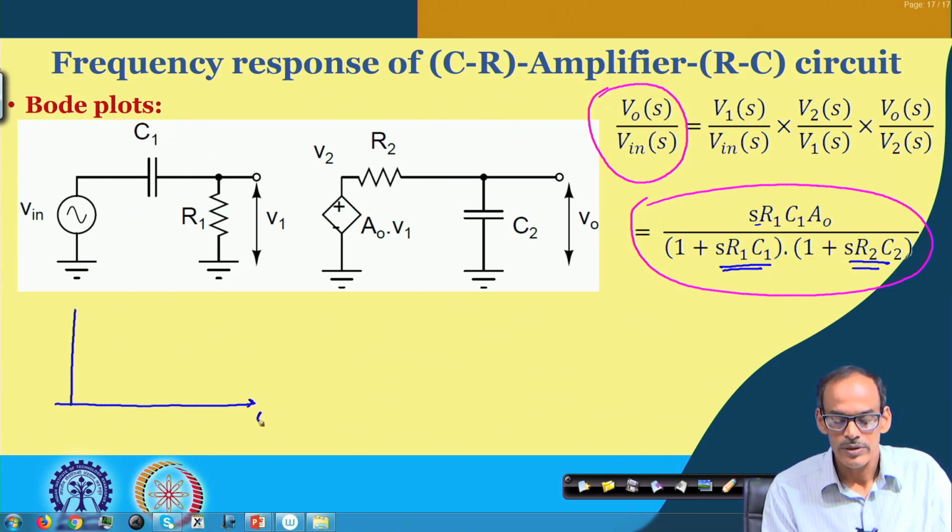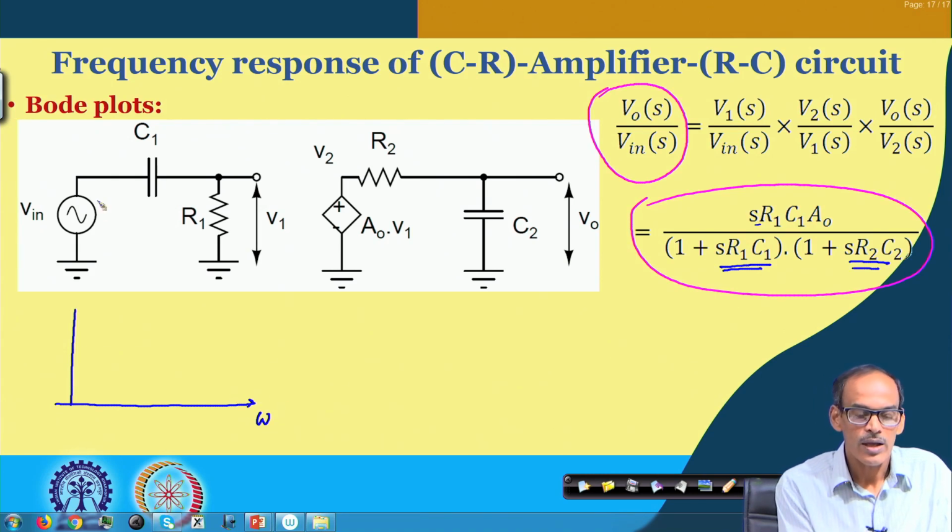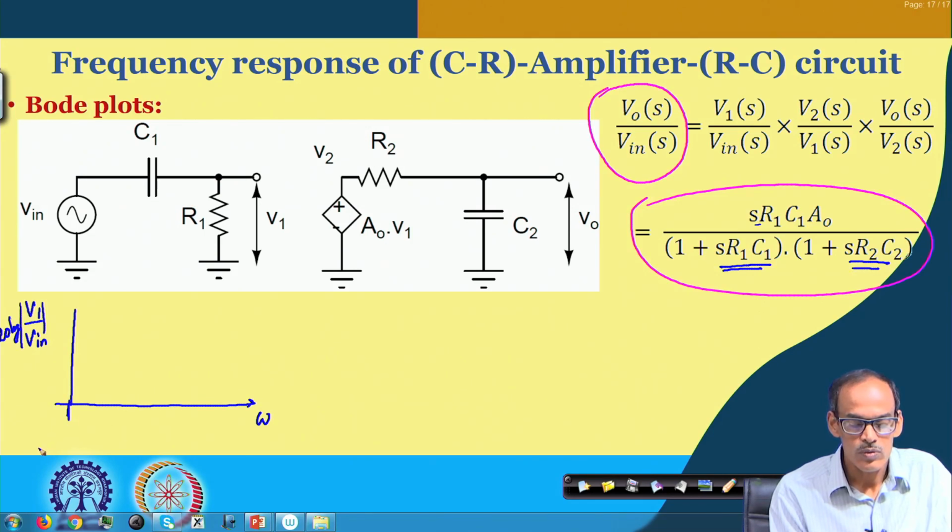If we plot omega in log scale and V 1 divided by V in in dB, that means 20 log base 10, what we get is basically the high pass behavior. So, we will get a frequency response like this. If I consider this as the 0 dB level, its corner frequency is here, which is 1 by R 1 C 1. So, the frequency response of the first part is given here.